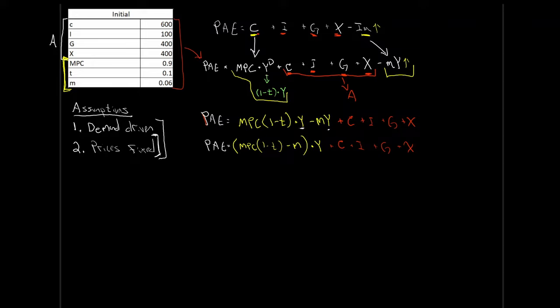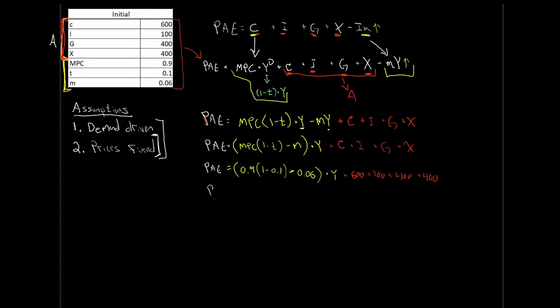So what we can do now is start to make our substitutions. Marginal propensity to consume, that is 0.9, times 1 minus our tax rate, so 1 minus 0.1, minus our marginal propensity to import, that's 0.06, times Y. And then plus all of our autonomous components here: autonomous consumption, investment, government expenditure, and exports. So that was 600, 100, 400, and another 400. And hey, we're good. We can start collapsing this down. So what does that give us? Well, let's work that out.